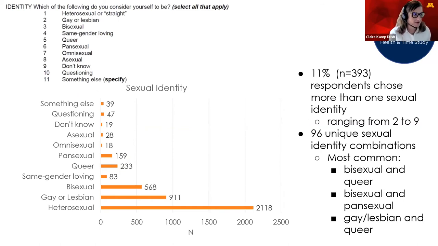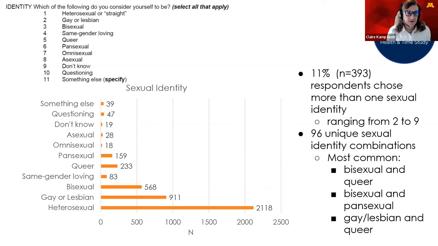We had the most folks who endorsed that they were heterosexual. A lot of folks said they were gay or lesbian, and over 500 said they were bisexual. And then the other groups are in here. This again is showing the proportion of people who endorsed each one, so these are not mutually exclusive categories here.